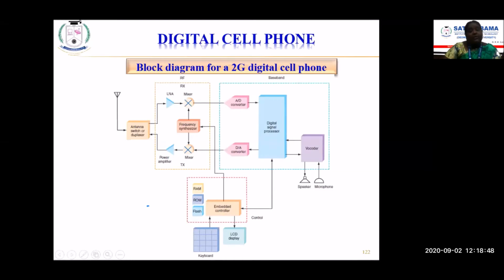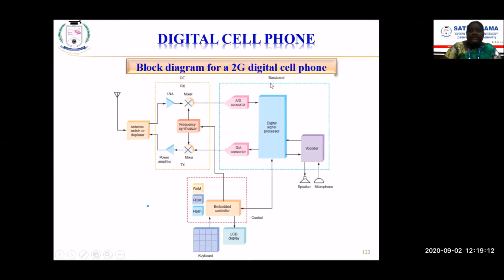Whenever you want to use advanced cellular telephones, they will be using data packets. In that case, we need not perform this digital to analog conversion before the transmission process. Do you understand? So this is the basic 2G digital cellular telephone, which was used for transmitting audio and voice signals.